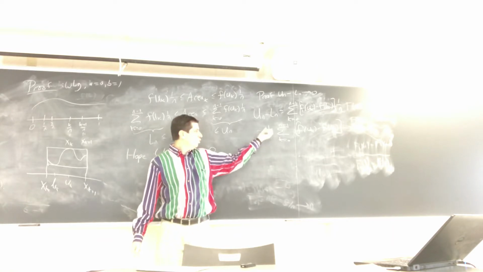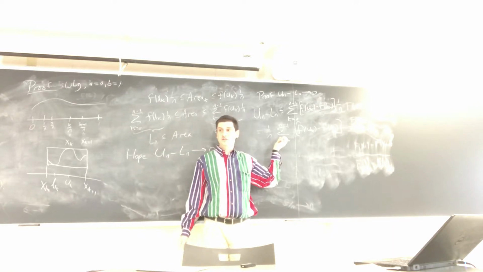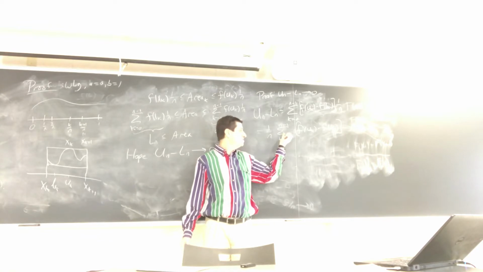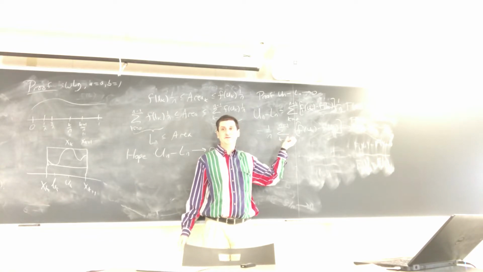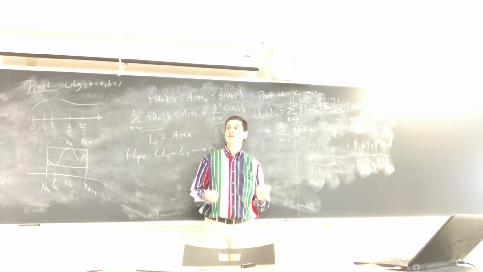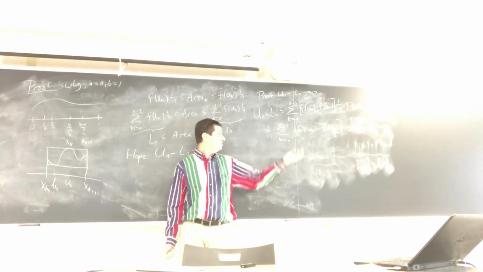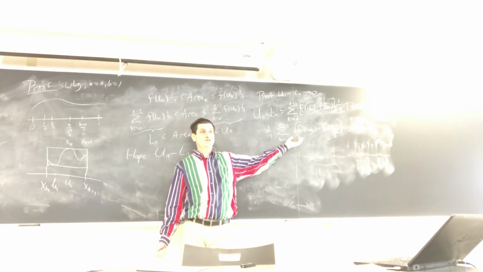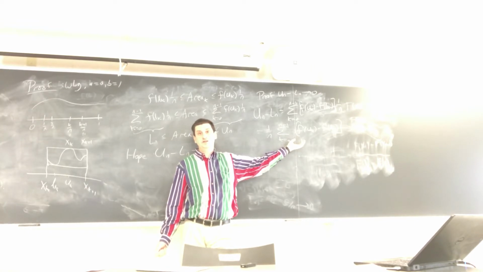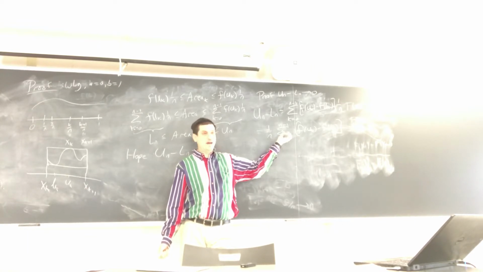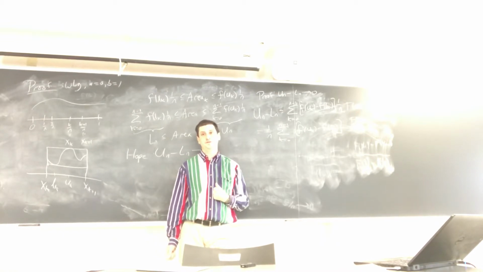The problem is 1 over n is going to 0, which is great. But how many terms do we have in our sum? We have n. Oh god. The number of terms we have is going to infinity. If each term is of size 1 over 100, I have n of them. And that n will cancel out the 1 over n.